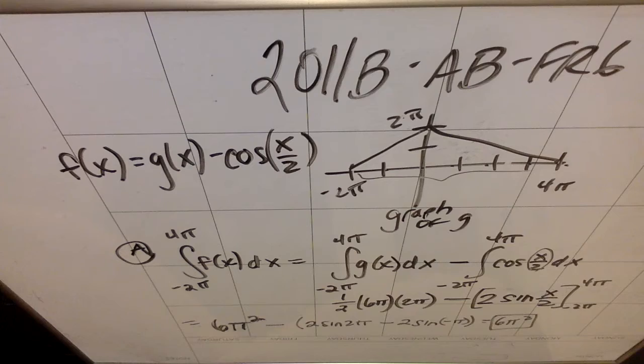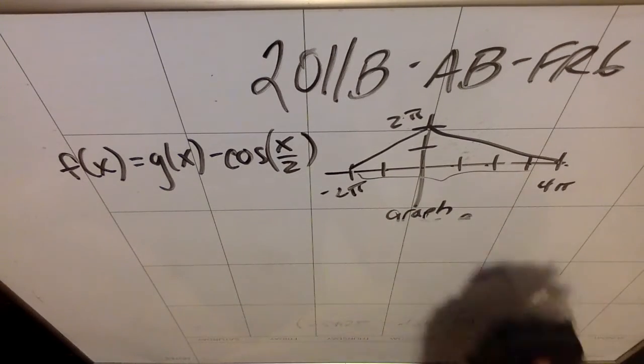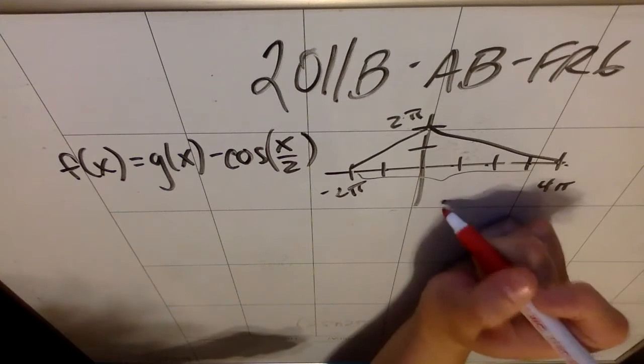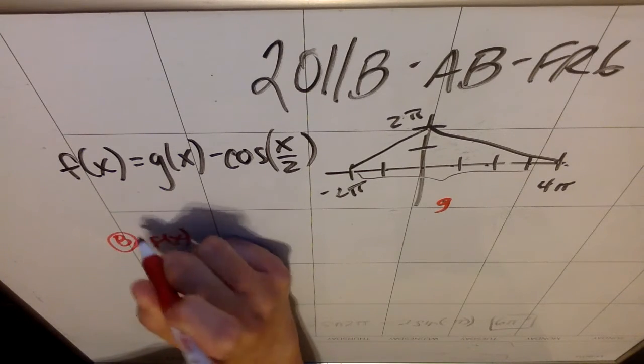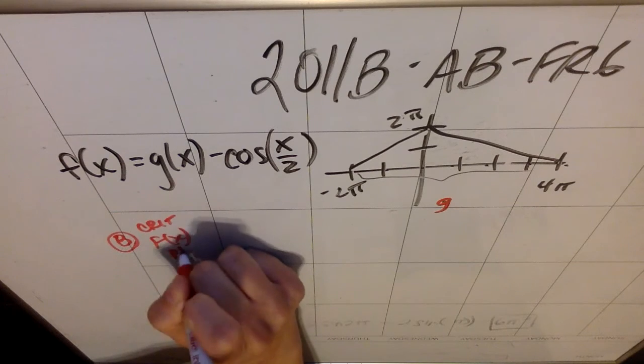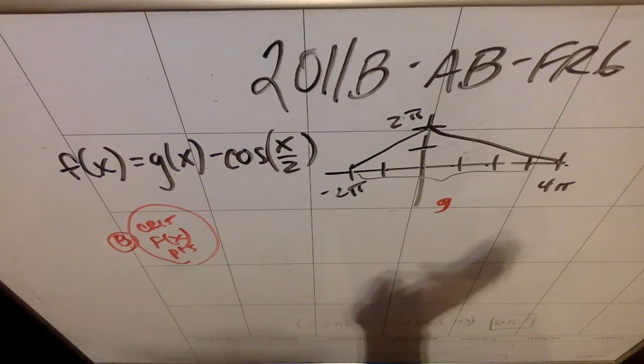Part B. Find all x values in the open interval from negative 2 pi to 4 pi for which f has a critical point. Okay, so we need to translate what we're asked. Sorry, this is the graph of g again. I didn't mean to erase that. So in part B, we're asked for f of x critical points. That's what we're asked to find, and we're not asked to do anything with them. We're just asked when they have critical points.